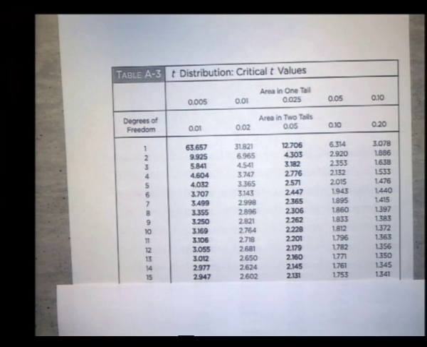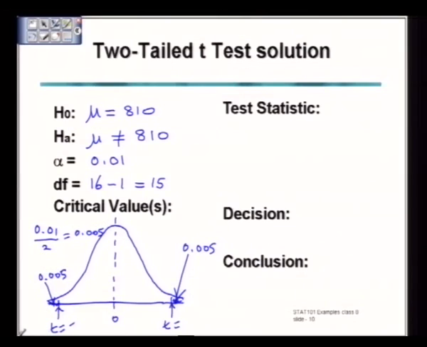2.947. So I'm going to insert the value here as a critical value, t equals 2.947, and on the left-hand side, t is minus 2.947, which means that we can reject our null hypothesis if the calculated test statistic lies in one of those areas, either beyond 2.947 on the right-hand side or smaller than minus 2.947 on the left-hand side.